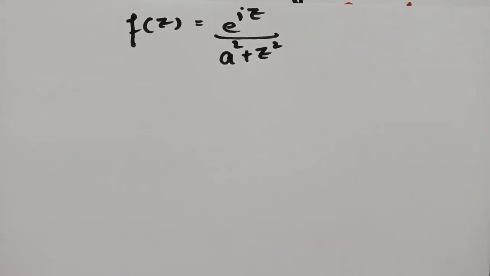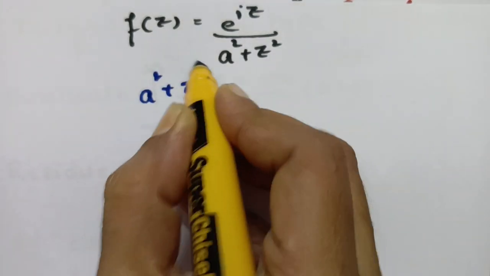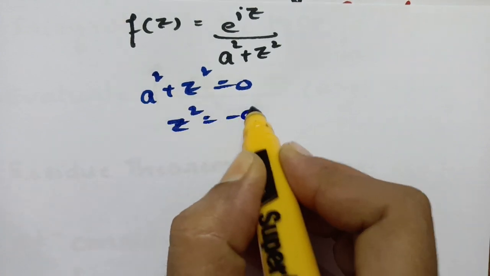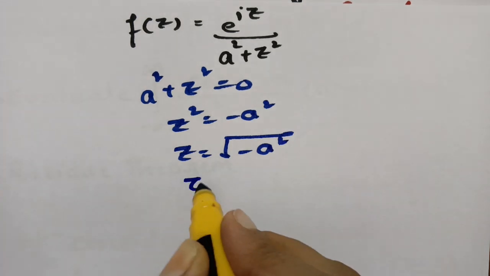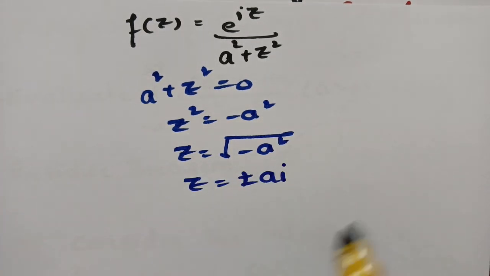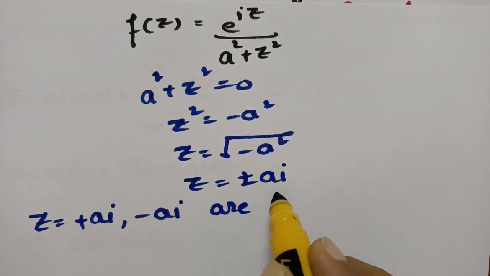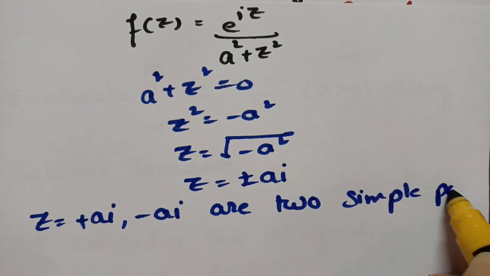Now we have to use the residue theorem. In order to find the residue, first of all we have to find the poles. For finding the poles, as usual, we equate the denominator to 0. So a square plus z square is equal to 0, z square is equal to minus a square, z is equal to root of minus a square, and z is equal to plus or minus ai. So z equals plus ai and minus ai are two simple poles.